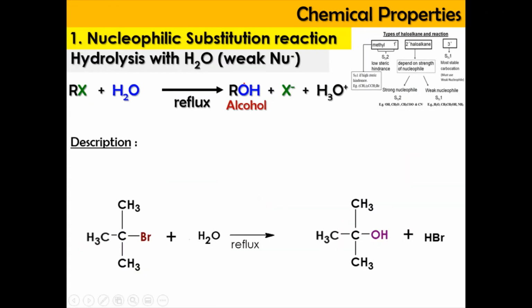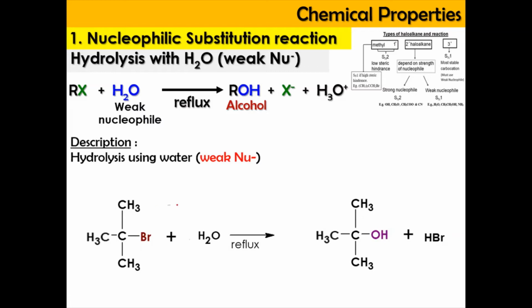Okay, now we're going to look into a specific example here. So let's say we have RX, which is our haloalkane, reacting with water, which is our weak nucleophile, under reflux. So you know that our OH is going to enter here, and the halogen group is going to be removed. So water here acts as a weak nucleophile. This process is known as hydrolysis using water, which is a weak nucleophile.